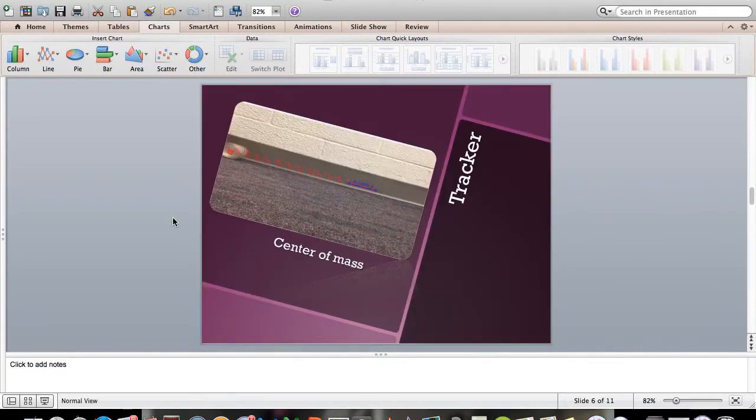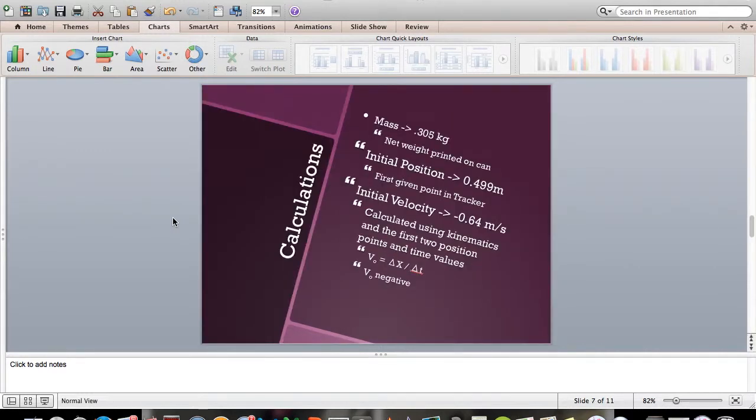So, we've used Tracker to calculate the center of mass. By positioning the center of mass of the can, we can use this in later predictions. For our predicted ending position, we've used kinematics. Kinematic equations such as delta position over delta time to calculate the initial velocity. In this case, our initial velocity is negative because our can is moving to the left.